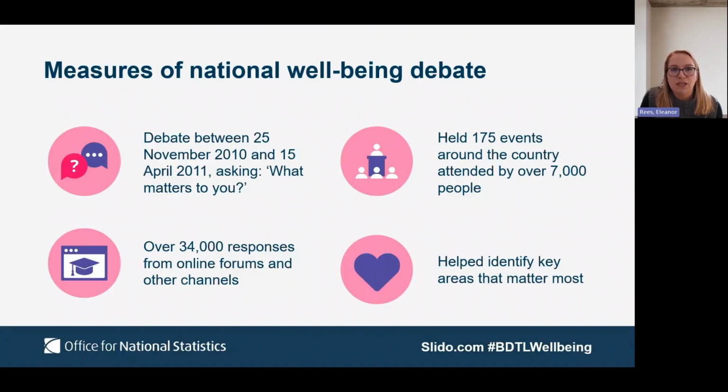So, how did we go around collecting people's voices? Between November 2010 and April 2011, we held a national debate where the questions we asked people included what things matter most to your life, what matters to national wellbeing, and how should we measure national wellbeing. We held over 175 events around the country, which were attended by over 7,000 people. The team worked hard to connect with as many people as possible across the public, businesses, public policymakers, and academics.